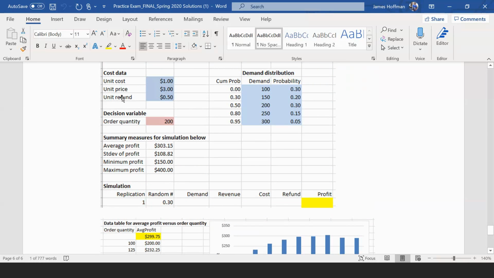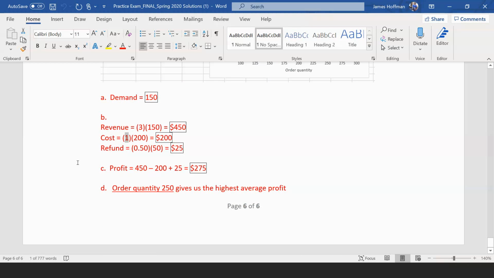Okay, unit cost is $1. That's how much we pay, and we ordered 200, so this one's easy. Unit cost times order quantity is just $1 times 200, which is 200. And here we do get a refund because we ordered too many. So the refund amount is 50 cents.